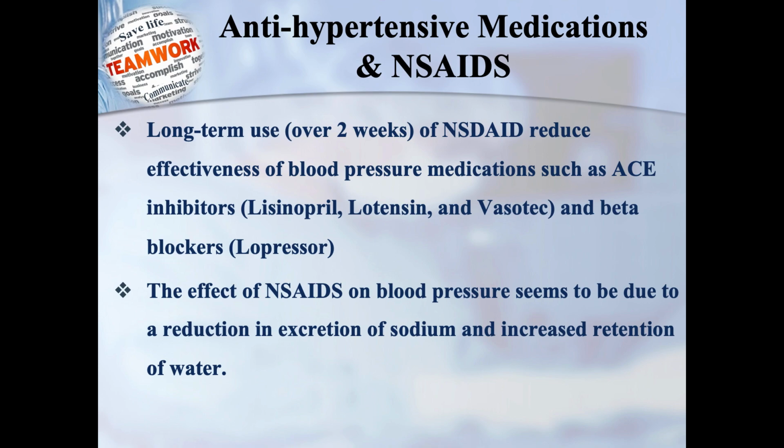The long-term use of NSAIDs over 2 weeks, such as ibuprofen, Advil, Motrin, reduces the effectiveness of blood pressure medications such as ACE inhibitors, including lisinopril, Lotensin, and Vasotec, and beta blockers such as Lopressor. The effect of NSAIDs on blood pressure seems to be due to reduction in excretion of sodium and increased retention of the water.